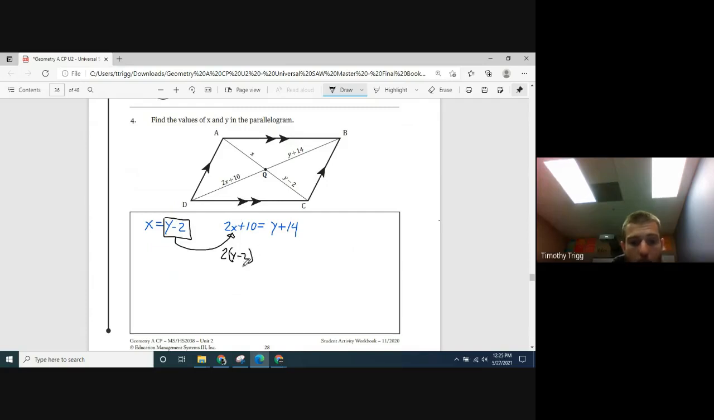Substituting it. The rest of the equation remains the same. Plus 10 equals y plus 14. Now you may be thinking, well, why would you want to do that? Because now we just made it more complicated looking. But basically what we've done is we've created a new equation that only has y in it. And because it only has y in it, we could solve for y.